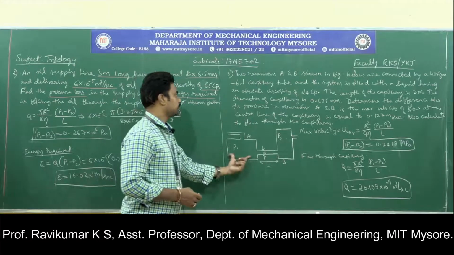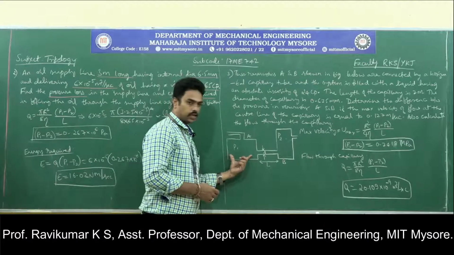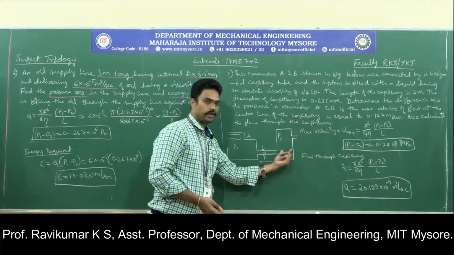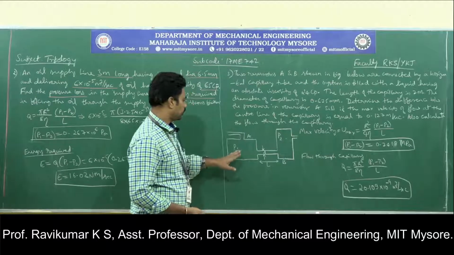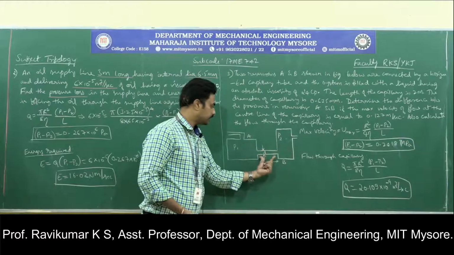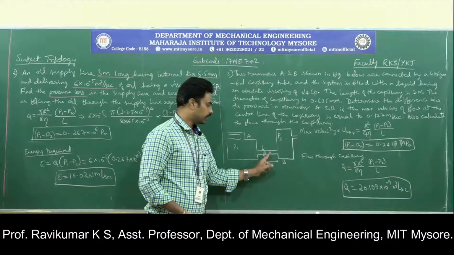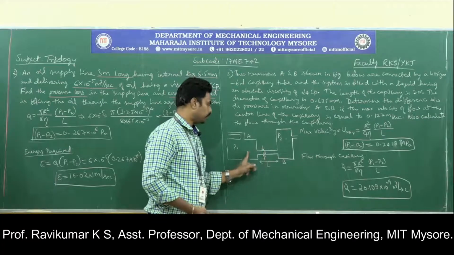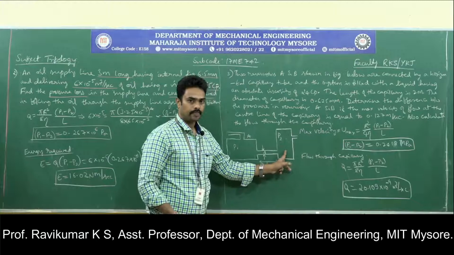Here there are two reservoirs, this is reservoir A and this is reservoir B. This is one reservoir and this is another reservoir, and there is a tube in between. So this is a capillary tube which connects reservoir A and reservoir B.